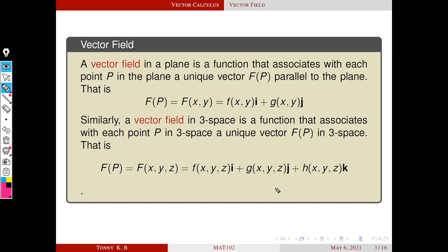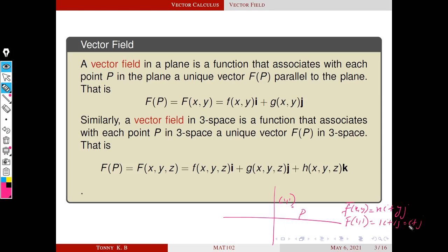For example, you consider a plane like this. Suppose this is our point P. Then we have a function. Suppose our function is f(x, y) = xi + yj. Then what we'll do? First we identify the point. Suppose this point is (1, 1). Then we find the function f(1, 1). What is f(1, 1)? This is 1i + 1j, that is i + j.